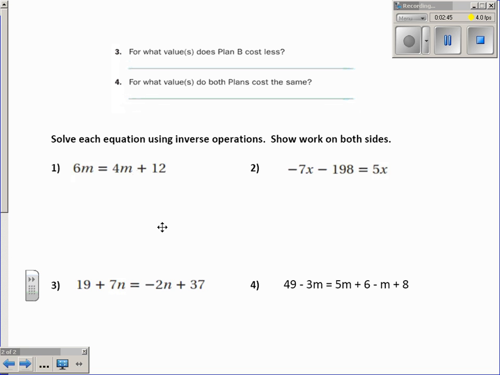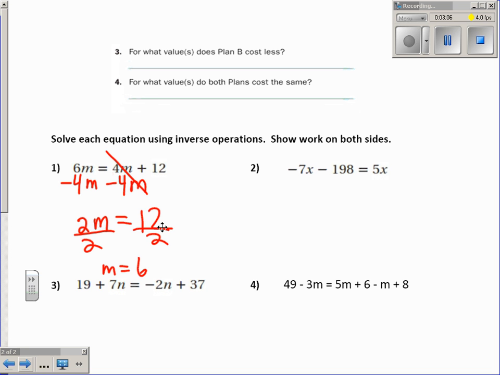And the way we get rid of a positive 4m is if we subtract 4m from each side. So 6m minus 4m leaves you with 2m, and those cancel out, equal to 12. Now we're solving for m, divide each side by 2, and we're left with m equals 6.